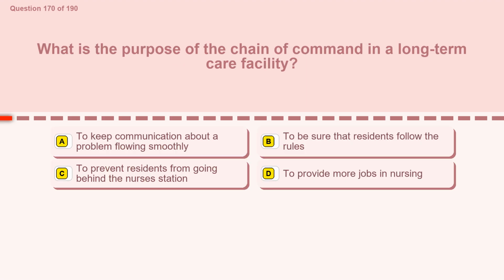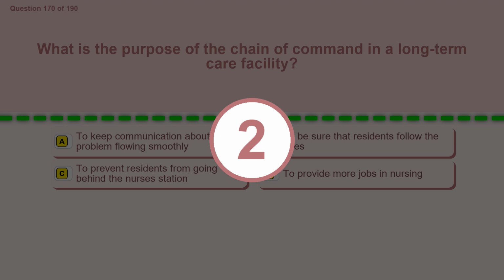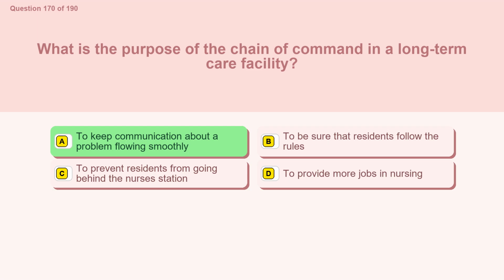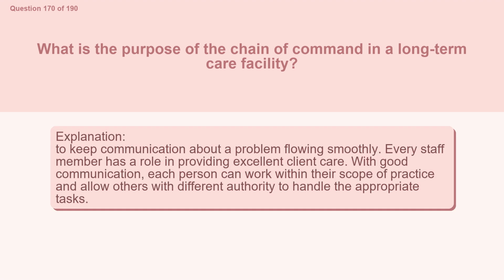Question 170. What is the purpose of the chain of command in a long-term care facility? Option A. To keep communication about a problem flowing smoothly. Option B. To be sure that residents follow the rules. Option C. To prevent residents from going behind the nurse's station. Option D. To provide more jobs in nursing. The correct answer is option A. To keep communication about a problem flowing smoothly.